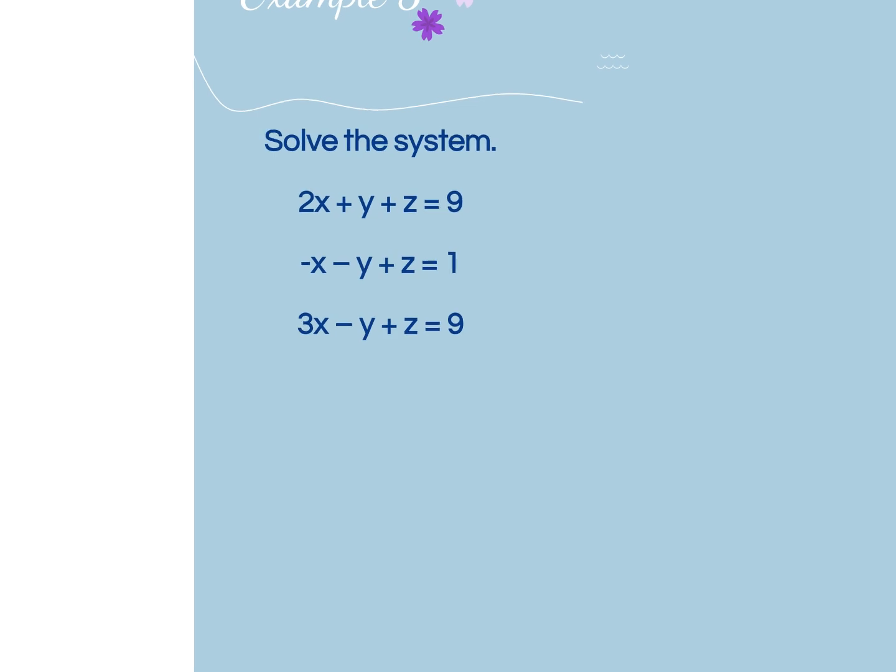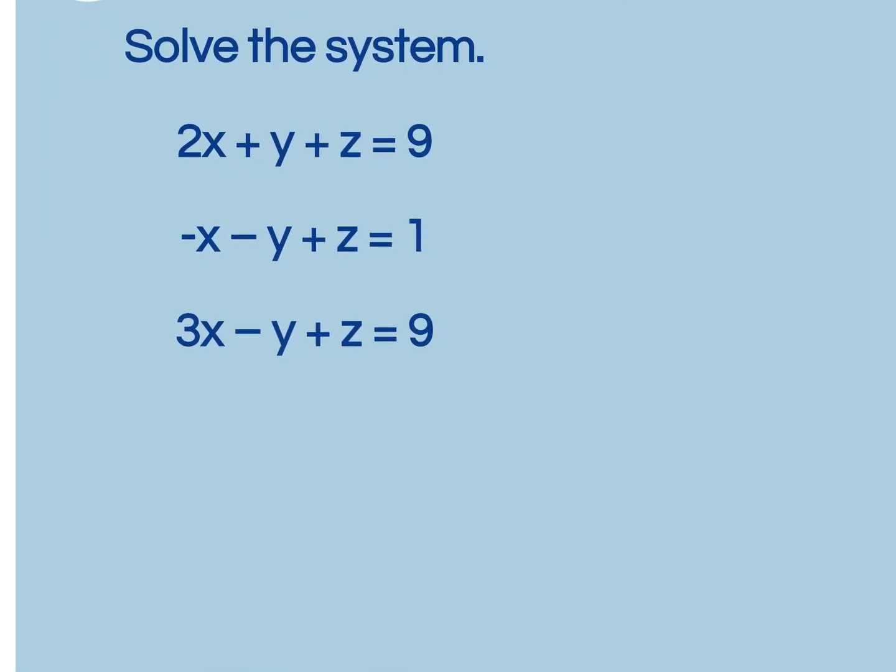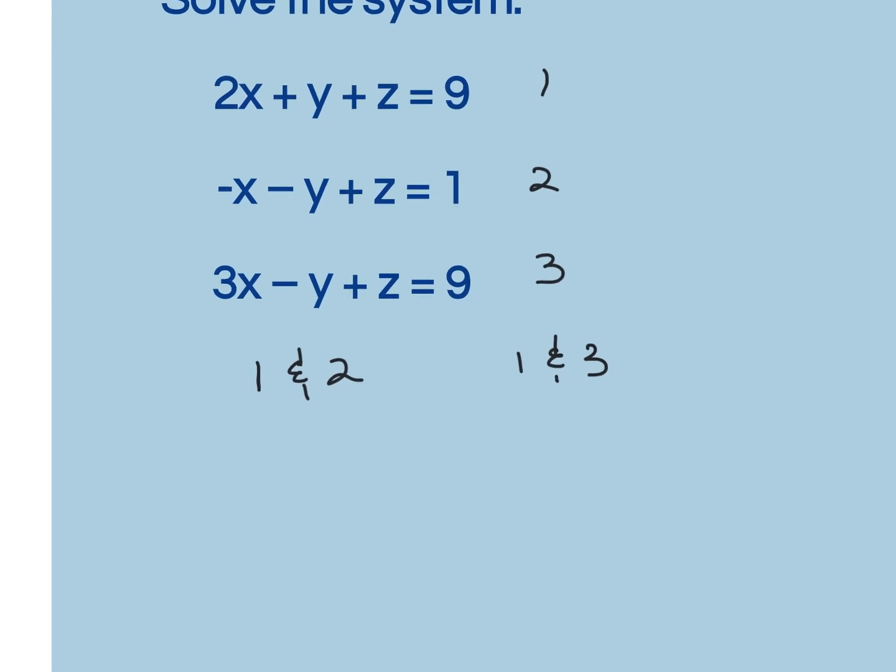Again, let's take a look at our system and decide what we want to eliminate. This one's nice. I could eliminate y nice and easily by adding equations 1 and 2, and then 1 and 3. Notice the equation in common is equation 1. I don't need to multiply anything here.